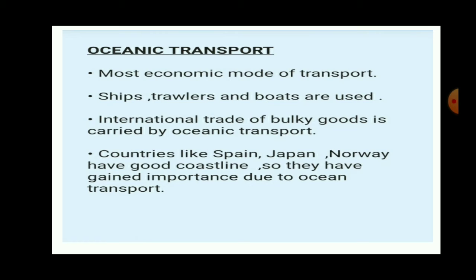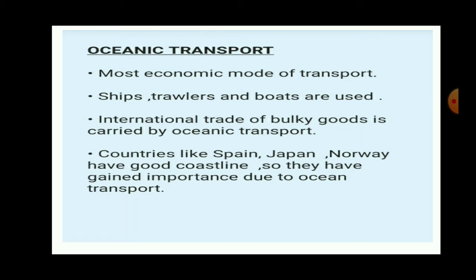We come to oceanic transport. Now transportation, students, as you know, is the movement of goods and passengers. Taking goods and passengers to and fro is known as transport. Now there are different modes of transport: land route, waterways, airways. Oceanic transport is the most economic mode of transport. Economic means it is the cheapest mode of transport.